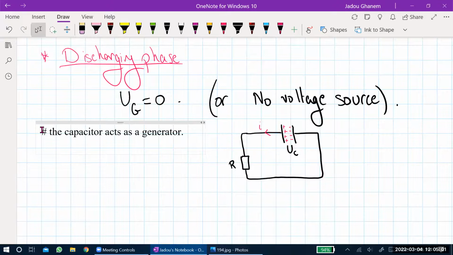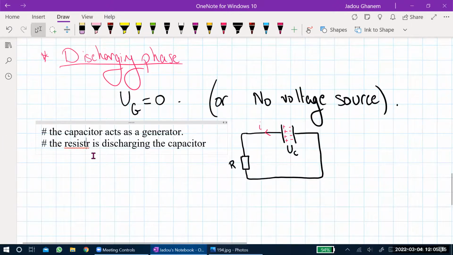The other idea is that the resistor is discharging the capacitor. Sorry. So it's just taking the energy from the capacitor, and the voltage across the capacitor will start decreasing from maximum value E to 0.